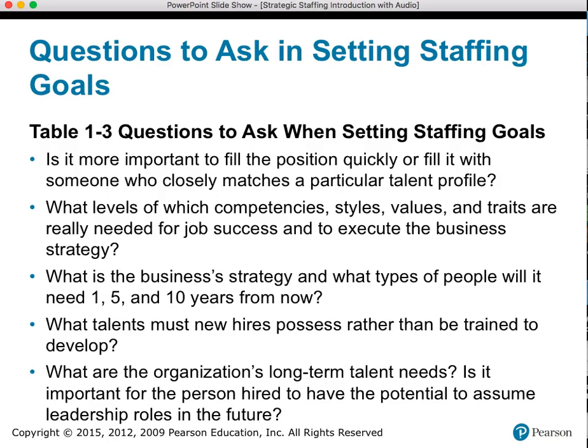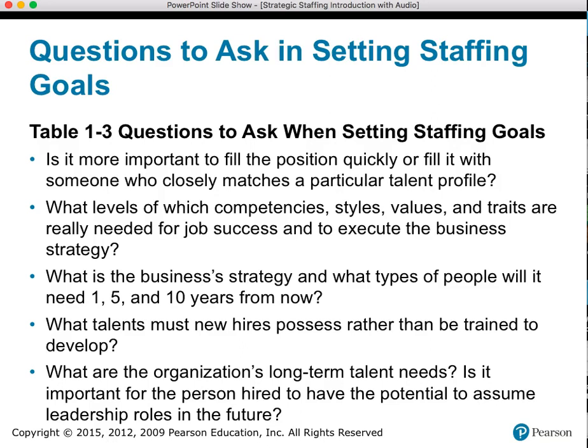This next slide is a really great slide. It gives you an example of the kinds of questions that you want to be thinking about when you're setting your staffing goals. What's the strategy over the next couple of years, 1 year, 5 years, 10 years? What talent do they need to have now versus in the future?